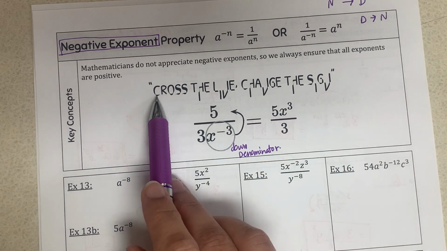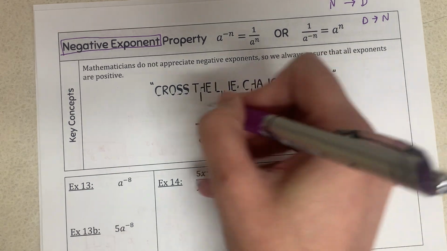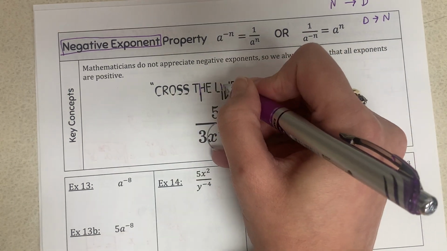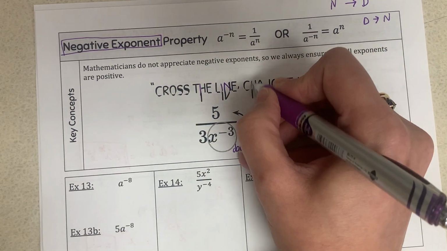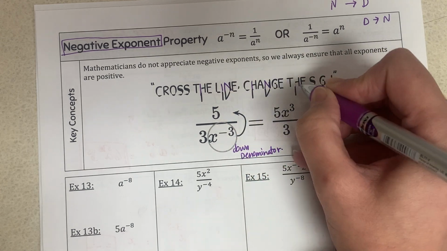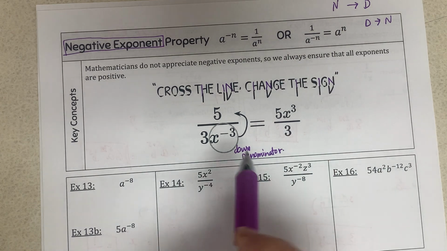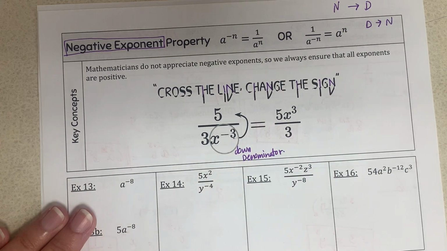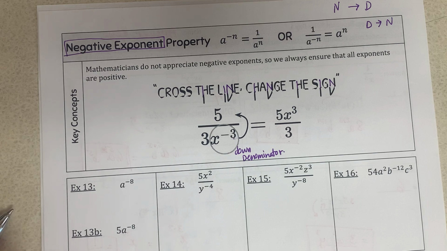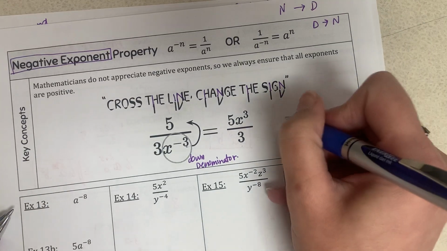So the way that you remember is cross the line, change the sign. Cross the line, change the sign, S-I-G-N. So cross the line, change the sign. It actually can work both ways. So let me show you another example.